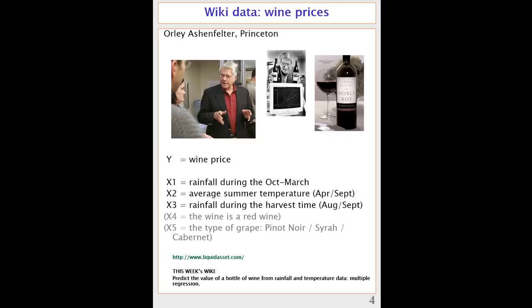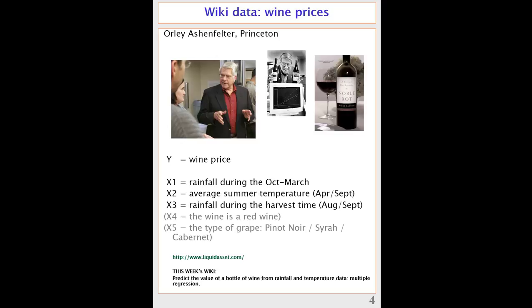Then we should try and come up with a quite decent prediction for the wine price, and actually it turns out to be one of the few models that we will encounter that has a really high R squared compared to the other wikis. And this is stuff that you can try in the wiki for yourself.